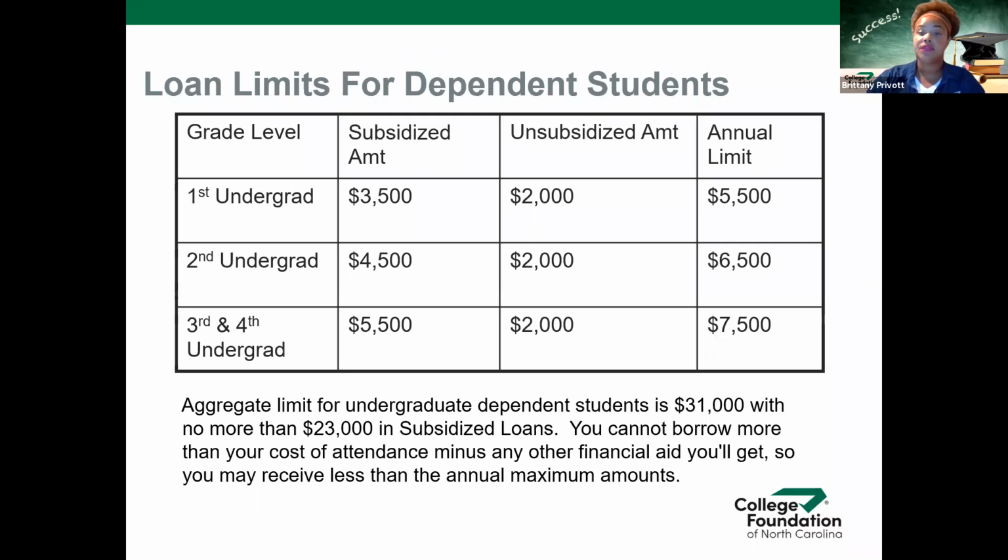There are loan limits for dependent students when it comes to taking money out to borrow for school. The aggregate limit for undergraduate dependent students is $31,000 with no more than $23,000 in subsidized loans. You cannot borrow more than your cost of attendance minus any other financial aid you get. So you may receive less than the annual maximum amount of loans.